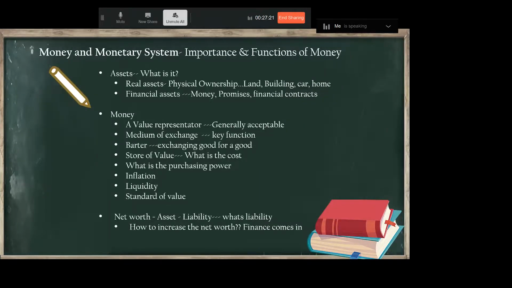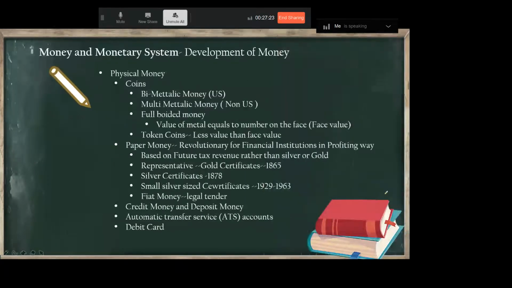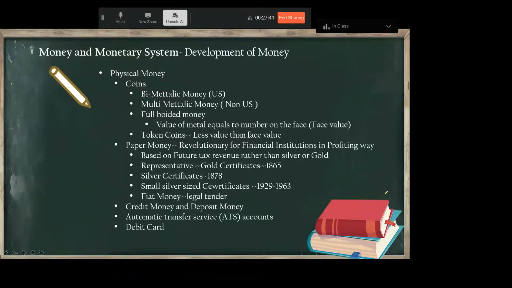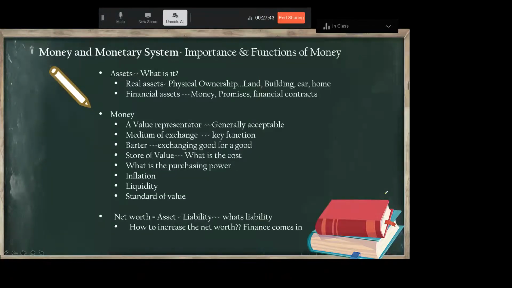So we talked about different features of money, with its defining phenomena like medium of exchange, store of value, purchasing power parity. What is purchasing power parity? You know that, right? Do you know what purchasing power parity is, or what purchasing power is? I think we have covered this. I'm talking about purchasing power.